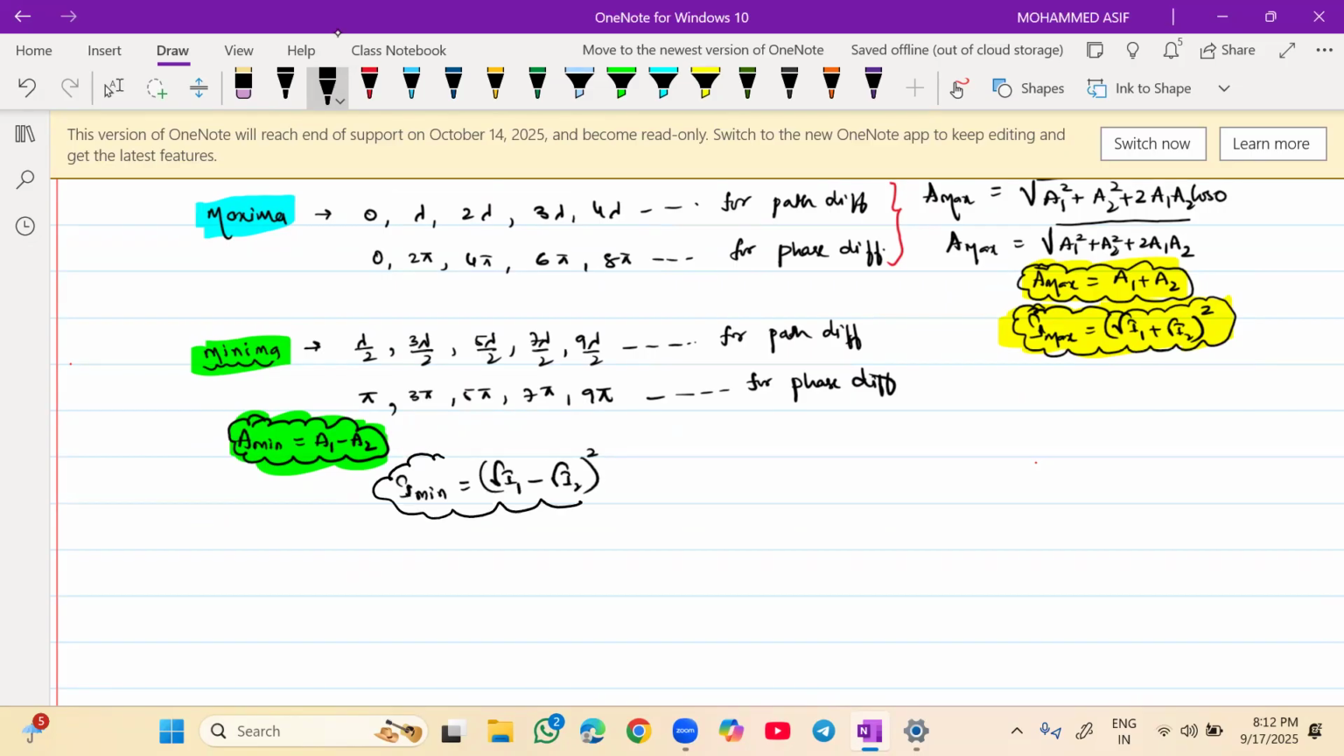This is your minimum. Am I clear? So you got the formula for A max and A minima and I max and I minima. Am I clear? Yes, sir. Sure.